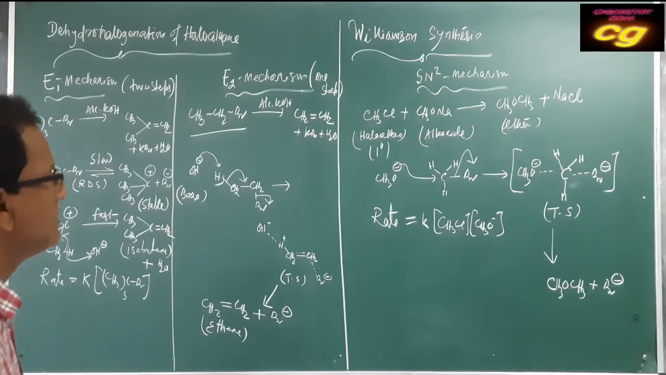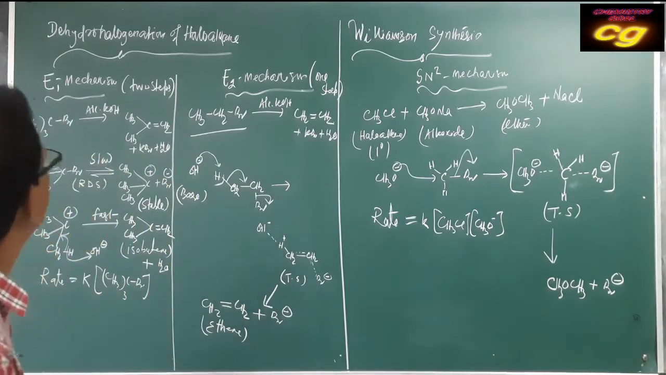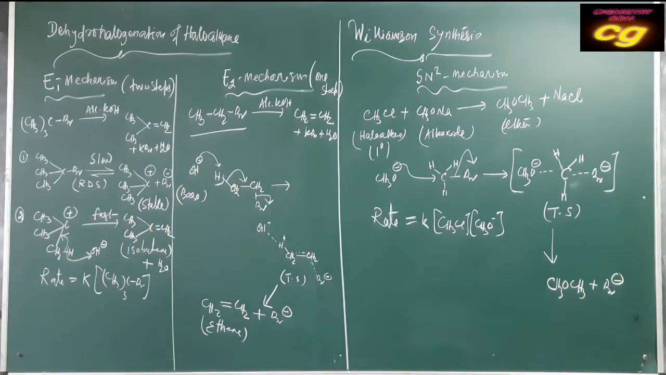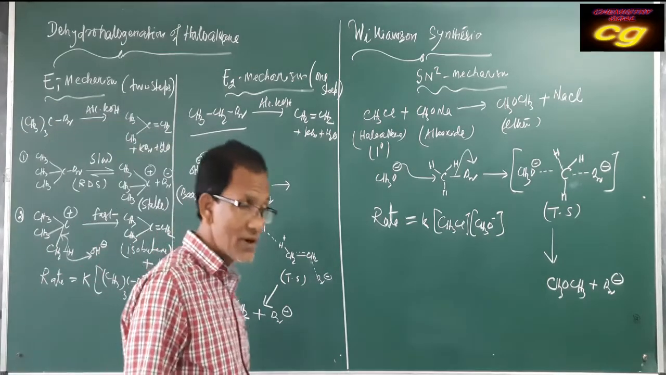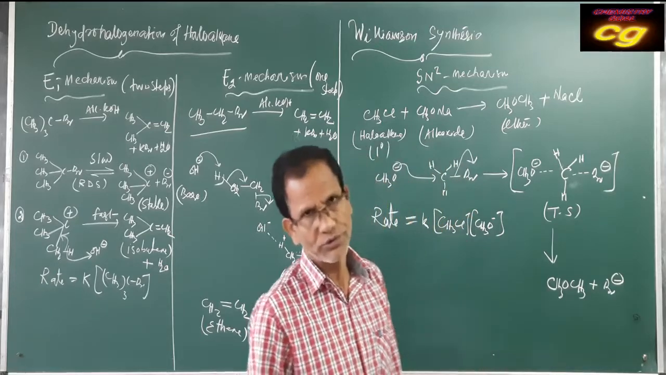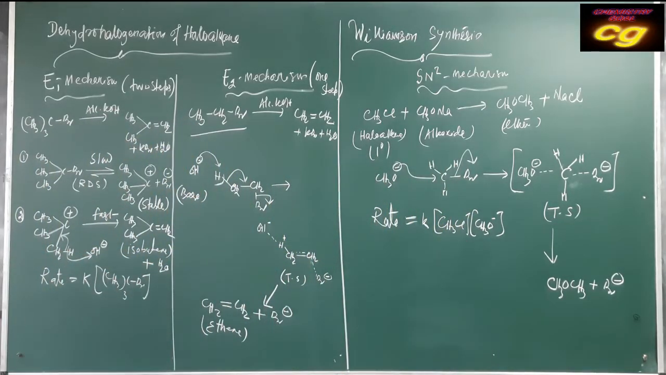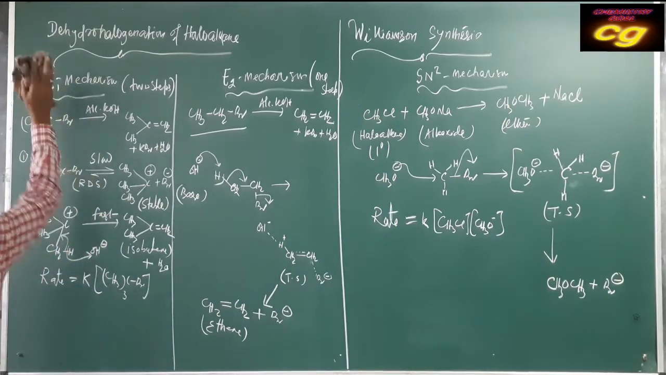So you have to take care of which is SN2 mechanism, which is SN1, which is E1, which is E2. We have to think on the basis of the nature of substrate and the nature of reagent used during the reaction. So you have to think accordingly. Okay. Then we will now discuss another mechanism. You complete this one.